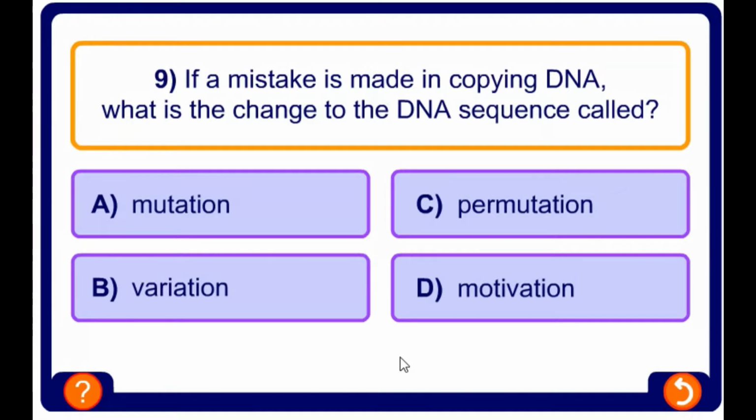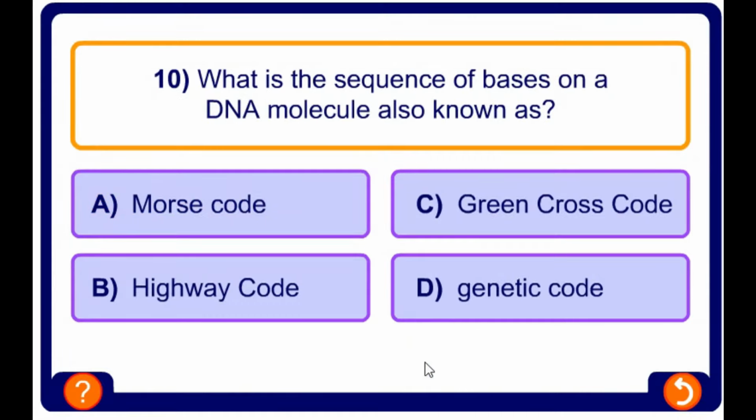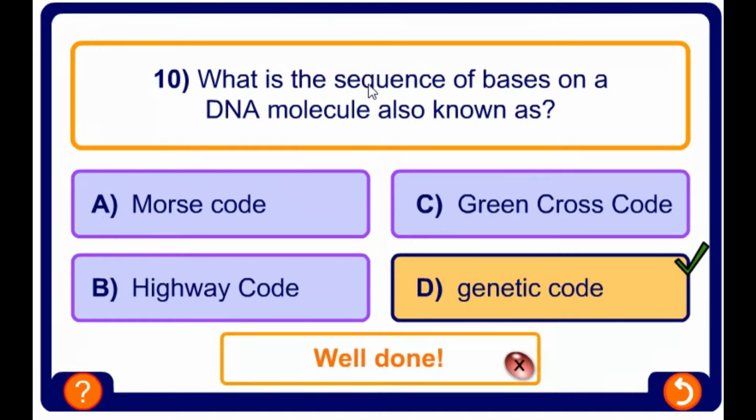Number 9, what do you call if there is a mistake in the coding or the copying of the DNA? Is it A, mutation, B, variation, C, permutation, or letter D, motivation? Okay, so the obvious answer here is mutation. And for the last question, the sequence of bases on a DNA molecule is also known as, is it Morse code, green cross code, highway code, or the genetic code? Definitely, that would be the genetic code. And well done. Perfect score.